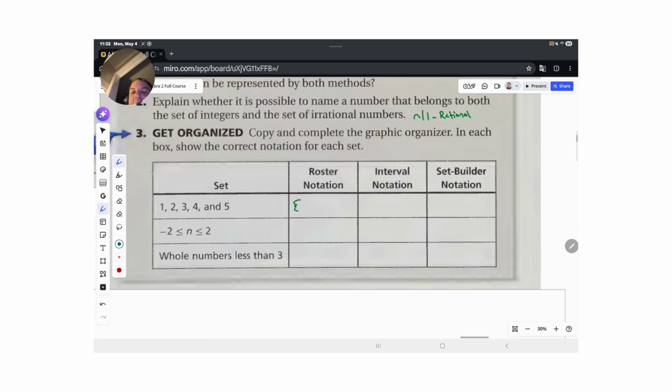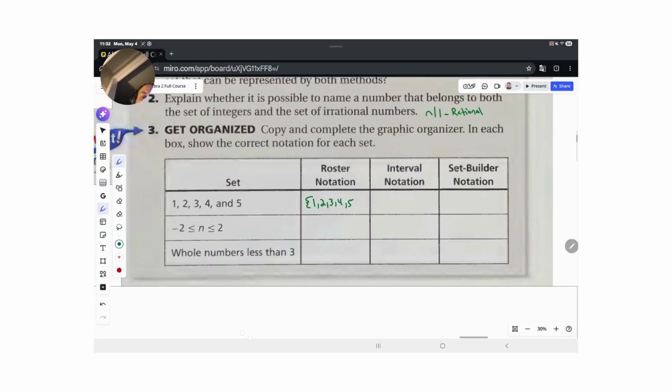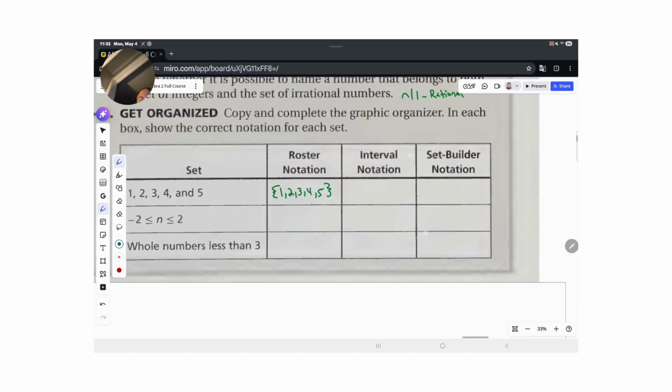It's not as easy to write that one, the brace there, but it looks kind of like a bird, doesn't it? Like a bird flying. That's the way I think about it. 1, 2, 3, 4, 5, and then close it out. All right, what about interval notation? Cannot be written. Interval would include non-integer reals. What about set builder? Okay, this one we can.